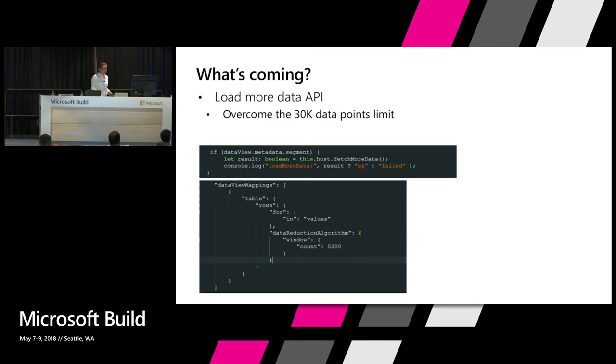So what's coming to custom visuals? Now we are working on a load more data API. This API is good for 2 reasons. First of all, it overcomes the hard limit that we have, which is 30,000 data points. For example, if you have a custom visual that supports a big list, for example, for zip codes or maps or names of citizens with IDs, you probably need more than 30,000 data points. So this is good for you.